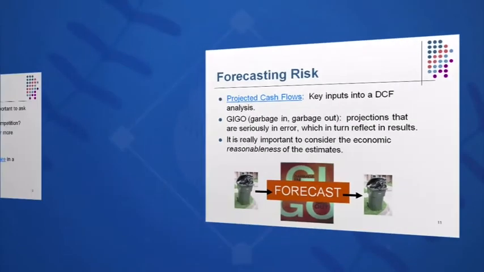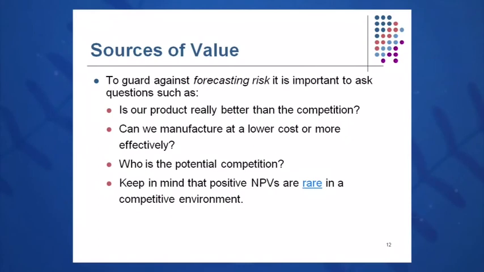And again, if one of your colleagues is suggesting we change the numbers or fiddle with the numbers, be very, very careful doing that. To guard against forecasting risk, what kind of questions can you ask yourself? Is our product really better than the competition? Can we really manufacture this product at a lower cost? Or what is our strategic advantage? Who is the competition? And keep in mind this most important last bullet, that positive NPVs are rare in a competitive environment. So whenever someone shows you a positive NPV, be very, very wary of that, and if it's a very competitive market.